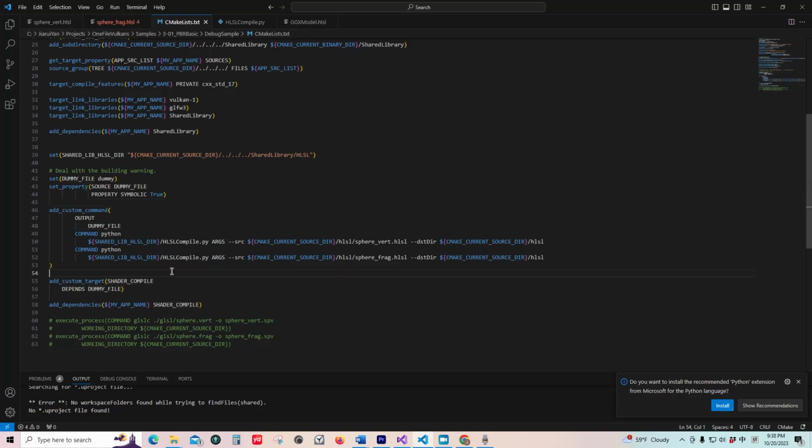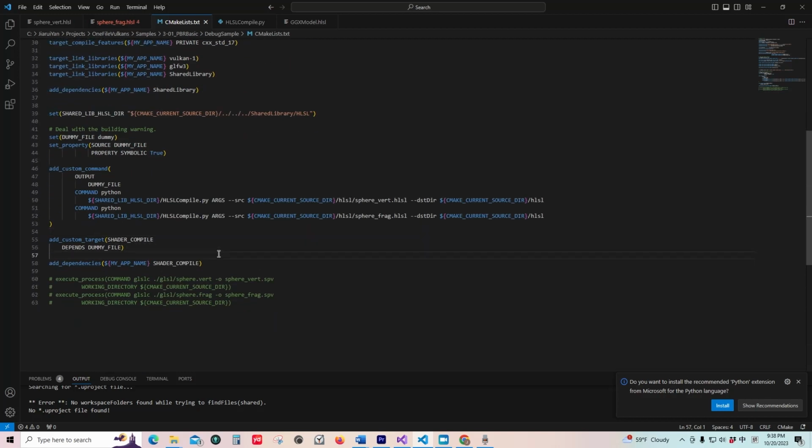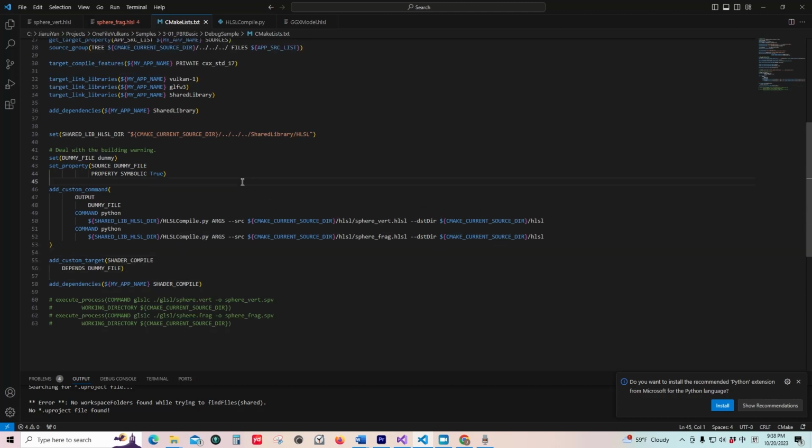So we want this dummy file and the shader compile target, or custom target, because we hope that our normal or PBR basic application depends on the Python scripts here. So whenever you build your project, these compilation Python scripts are triggered before the application build. So you always have your updated SPIR-V compiled from your HLSL code.